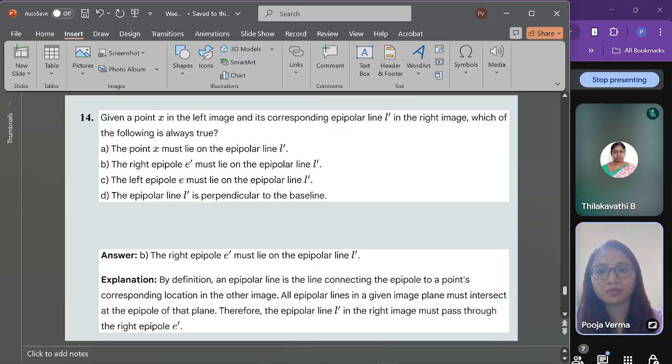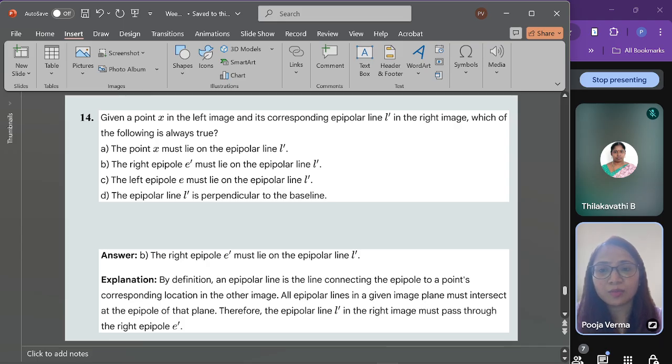Now moving to the next question. Here it is given a point X in the left image and its corresponding epipolar line L dash in the right image. Which of the following is always true? Option A, the point X must lie on the epipolar line L dash. Option B, the right epipole E dash must lie on the epipolar line L dash. Option C, the left epipole E must lie on the epipolar line L dash. Or option D, the epipolar line L dash is perpendicular to the baseline.